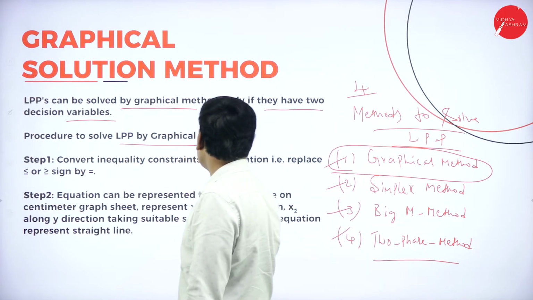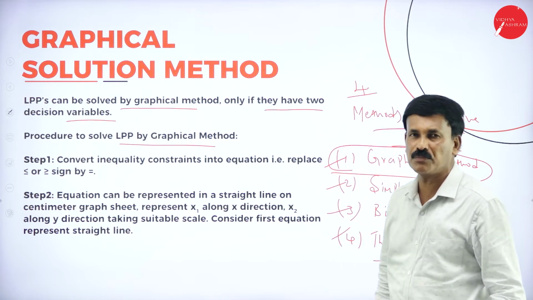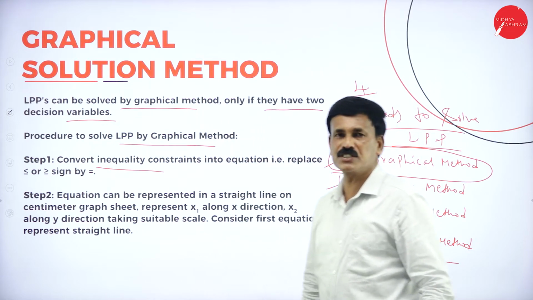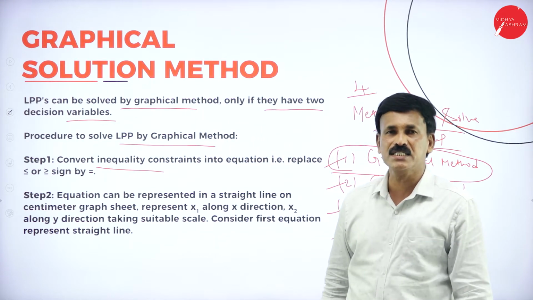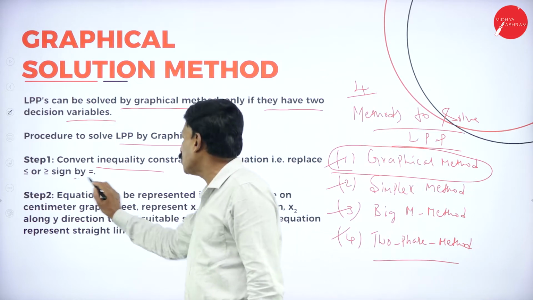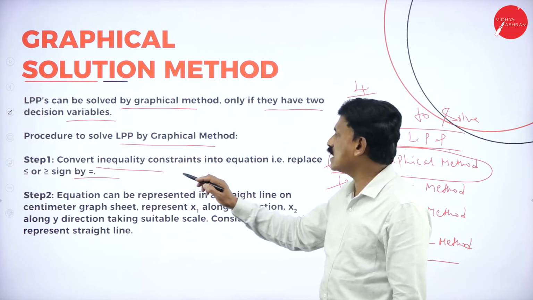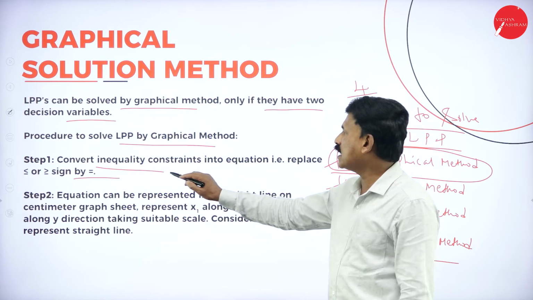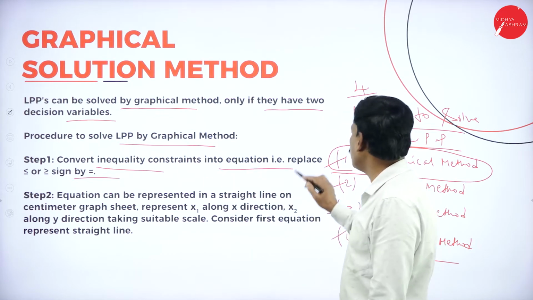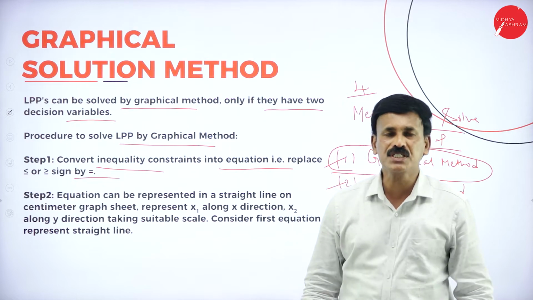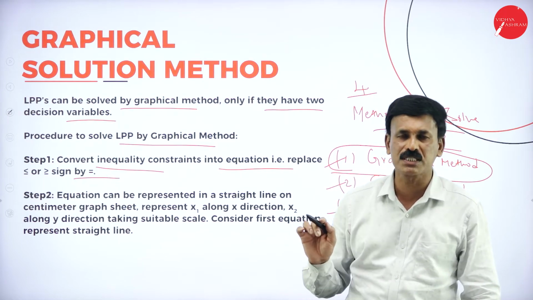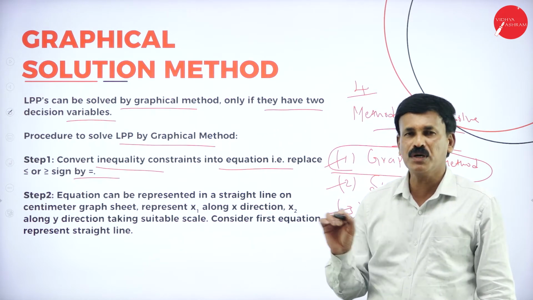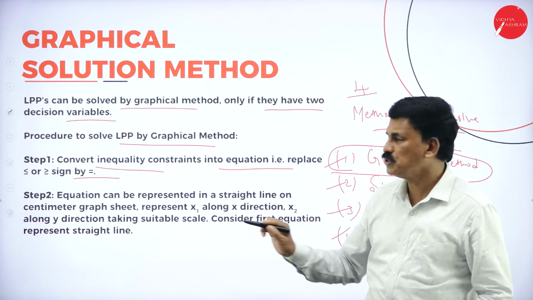Now, what is the procedure to solve the linear programming problem? The first step is to convert the inequality constraints into equations, by replacing the inequality signs, less than or greater than, with the sign equal to.